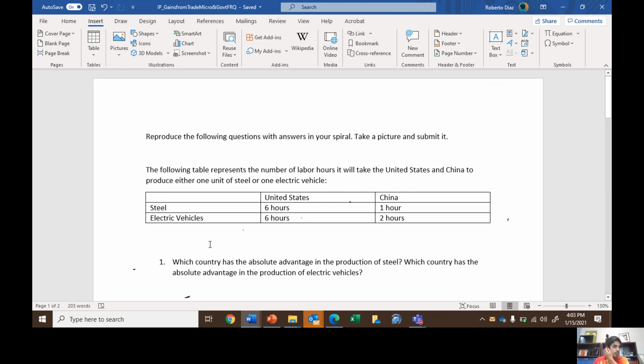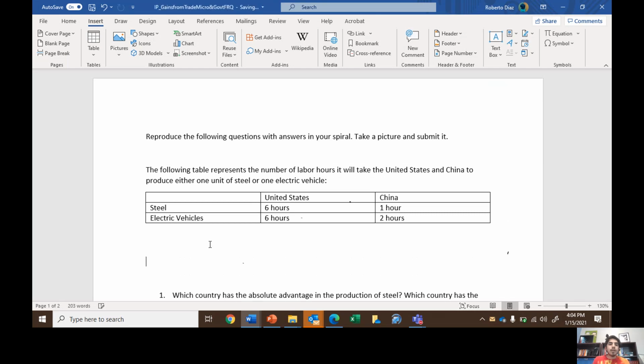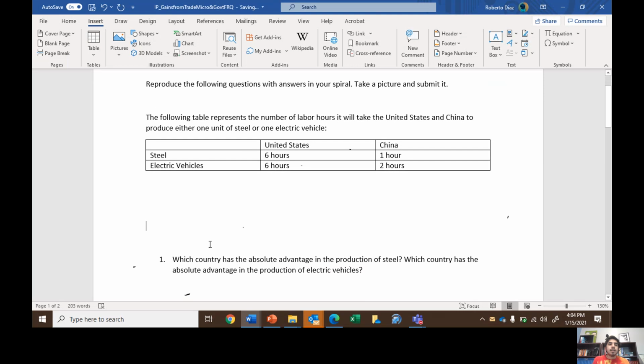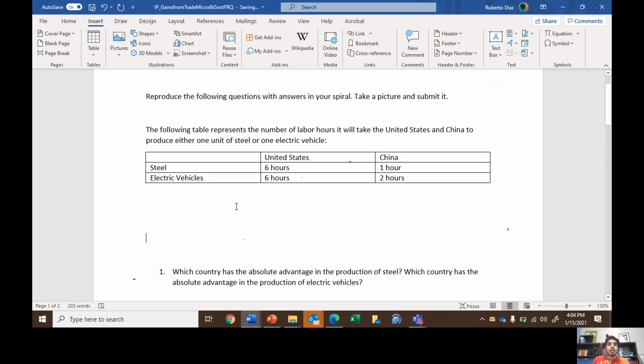I may toggle back and forth between using my little notepad and typing, just as it becomes easier for me. And so the first thing I wanted to say is that this question, I need to modify it a bit. So the following table represents the number of labor hours it will take the United States and China to produce either 1 unit of steel or 1 electric vehicle.